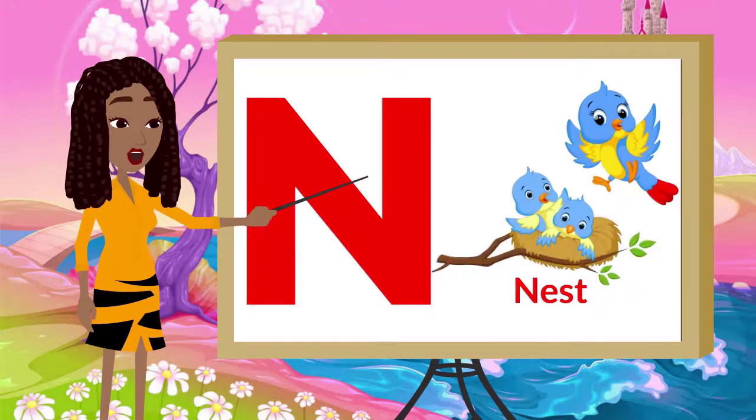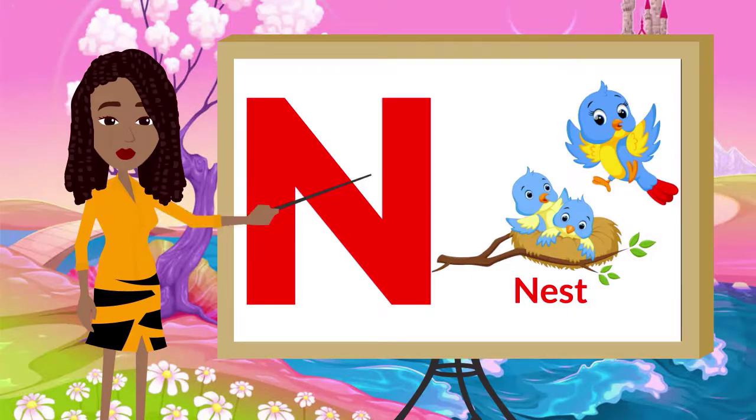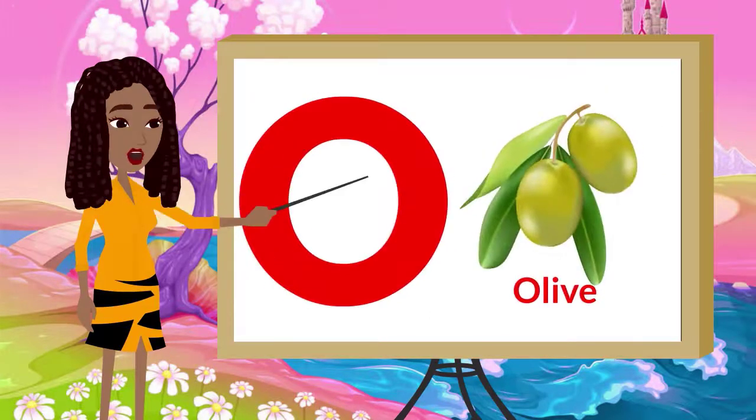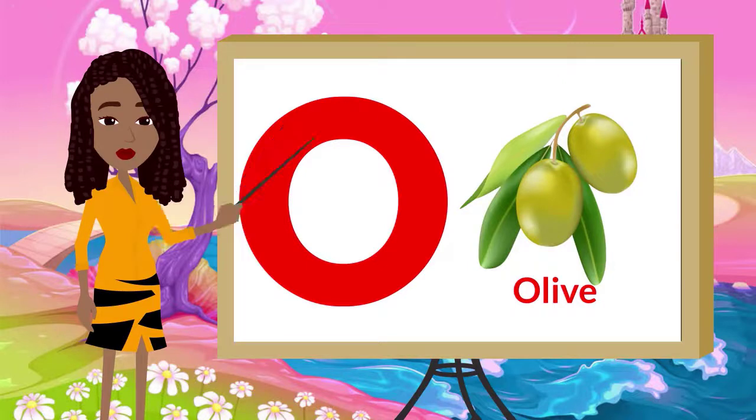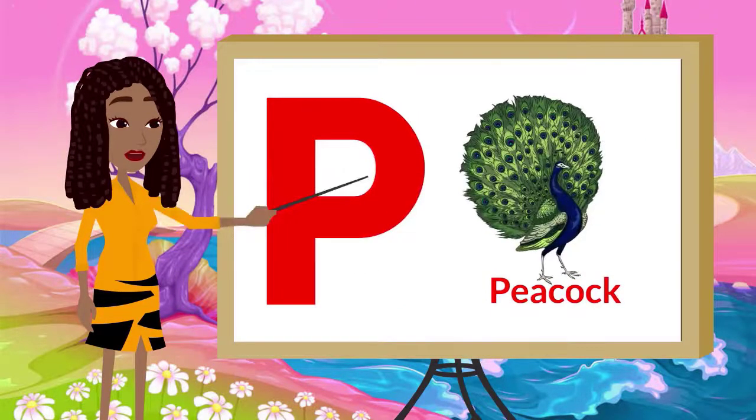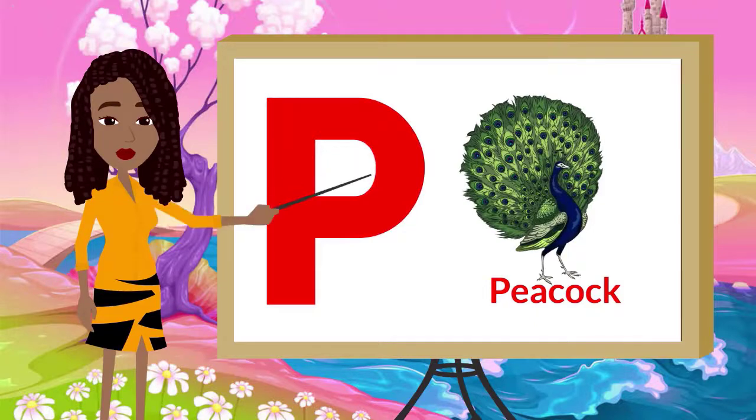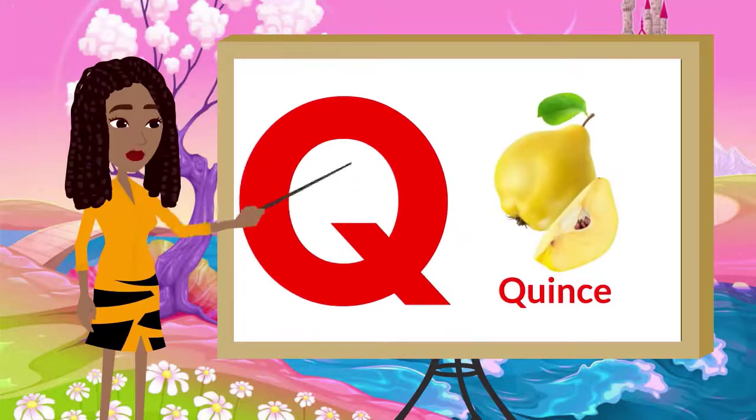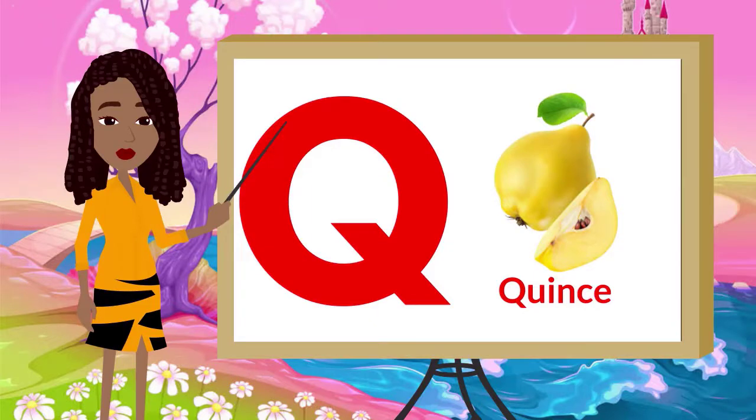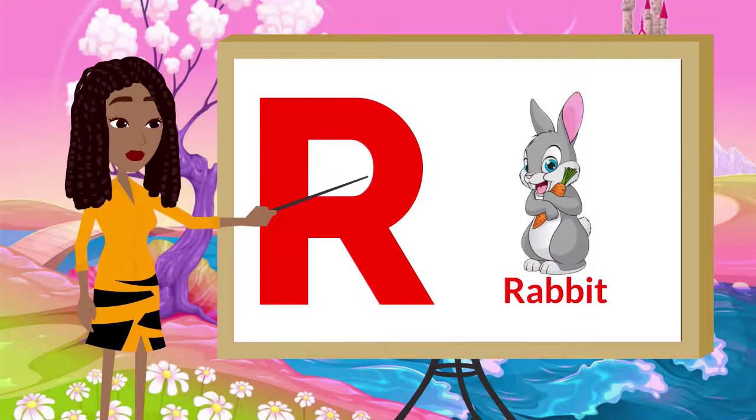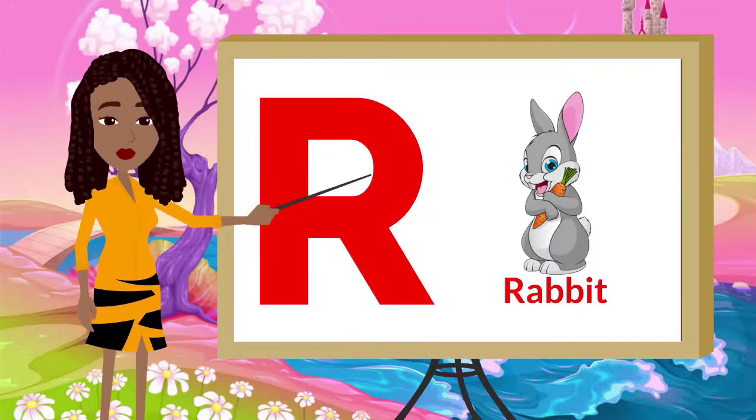N for nest. O for olive. P for peacock. Q for queens. R for rabbit.